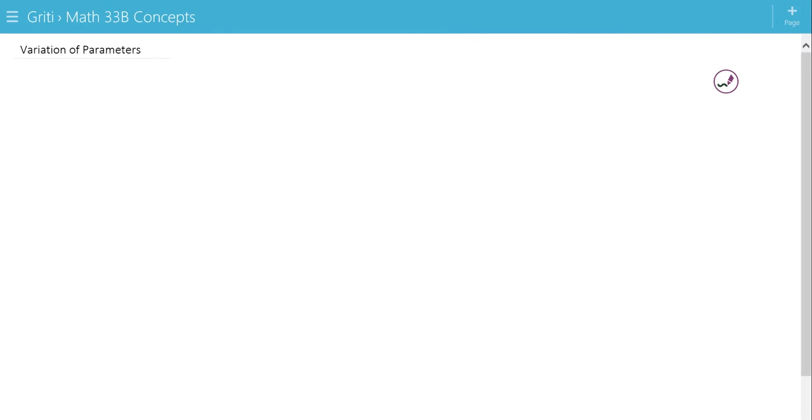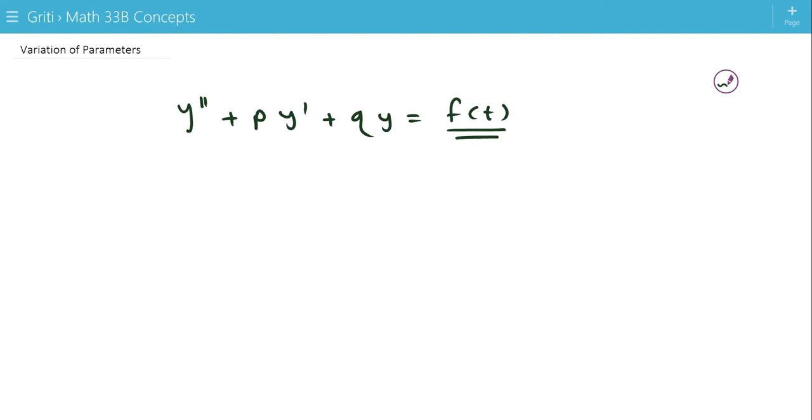This is the concept video for variation of parameters. This is another technique to solve inhomogeneous second order differential equations of the form y double prime plus p y prime plus q y equals f of t, where f of t is the forcing term. So this is an inhomogeneous equation.